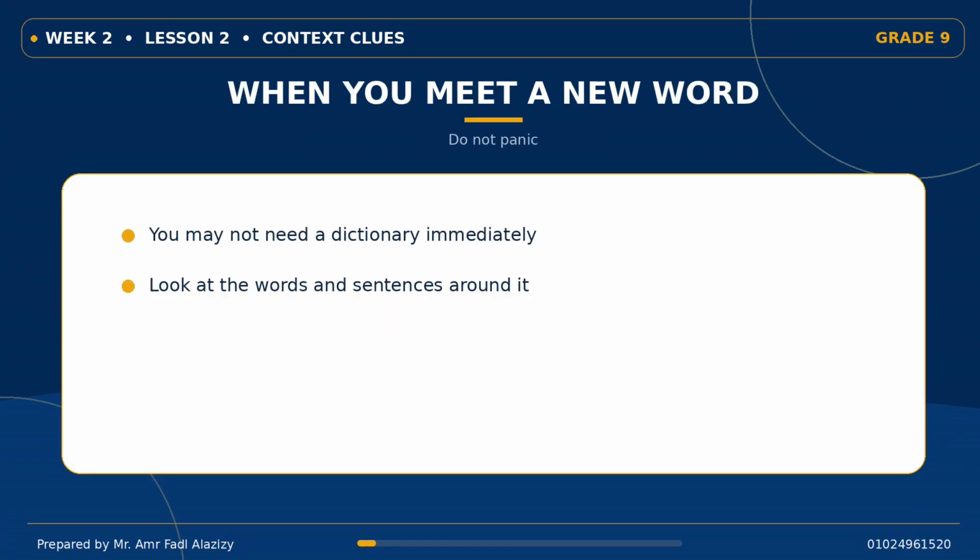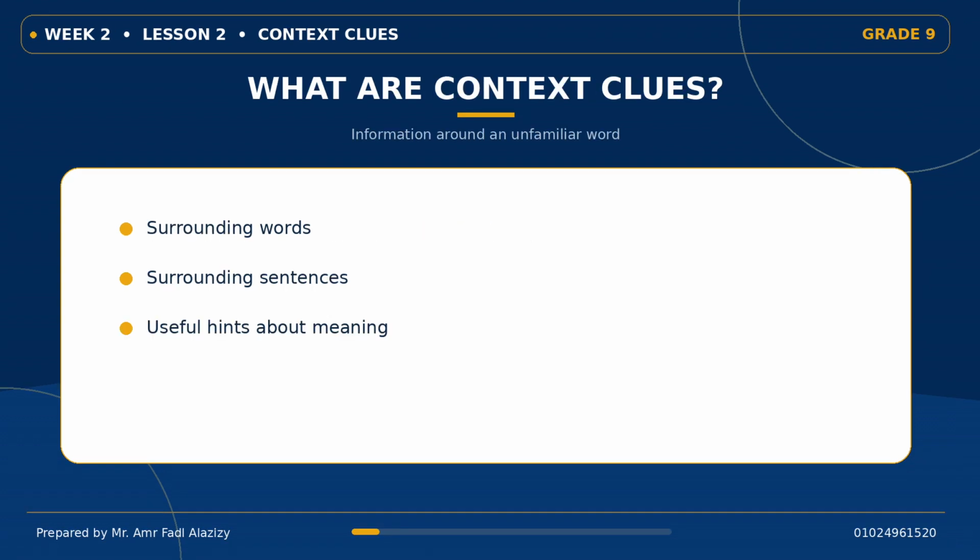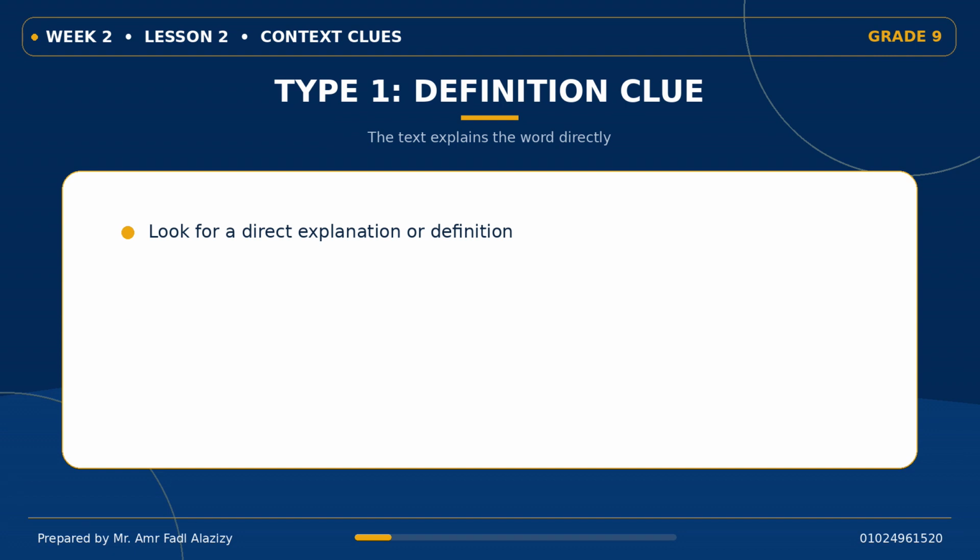Sometimes you will find an unfamiliar word while reading. You do not always need to open a dictionary immediately. The words and sentences around the unfamiliar word may help you understand its meaning. These surrounding details are called context clues. There are 5 important types of context clues. Let us begin with the first type, the definition clue.